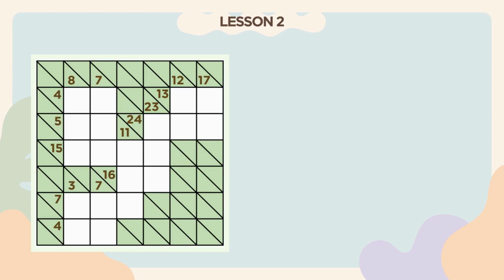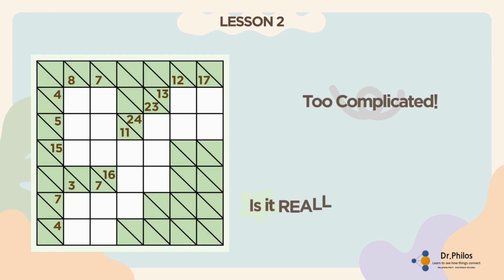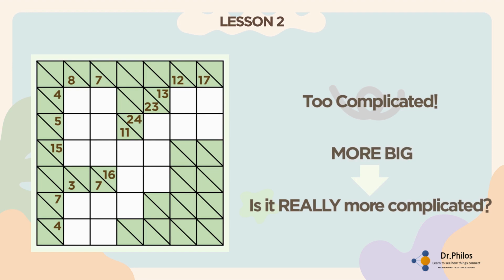Wow, it got so big. It's too complicated, I can't solve it. It is true that it got bigger compared to the problem in Lesson 1. But is it also true that it got more complicated? Of course, if it's big, it's complicated.